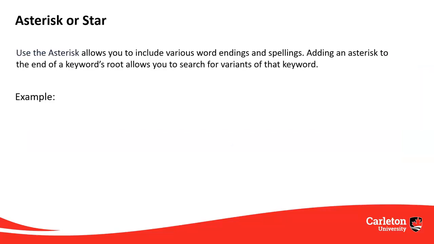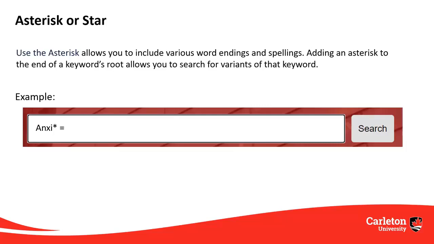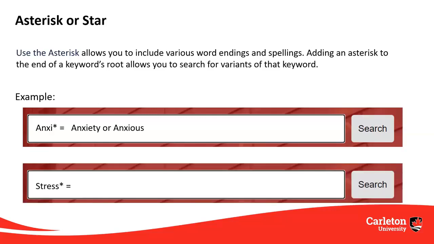While quotation marks search for an exact phrase, using the asterisk or star allows you to expand your search to include various word endings and spellings. Adding an asterisk to the end of a keyword root allows you to search for variants of that word. So for example, here we have anxi with the asterisk would search for anxiety or anxious. And then here the word stress with the asterisk would search for stressed as well as stressful.